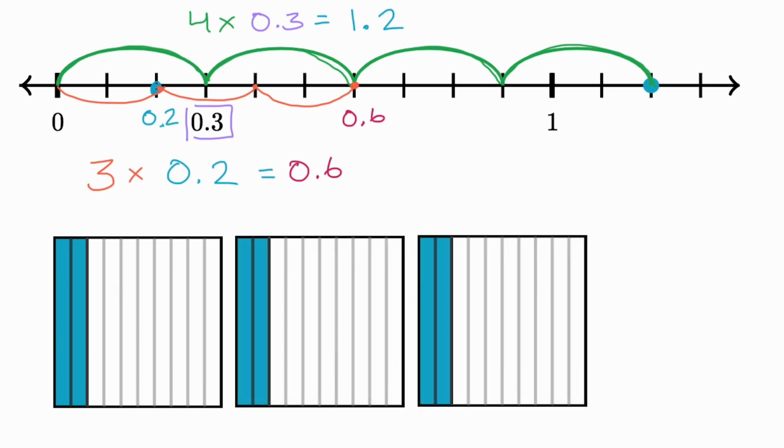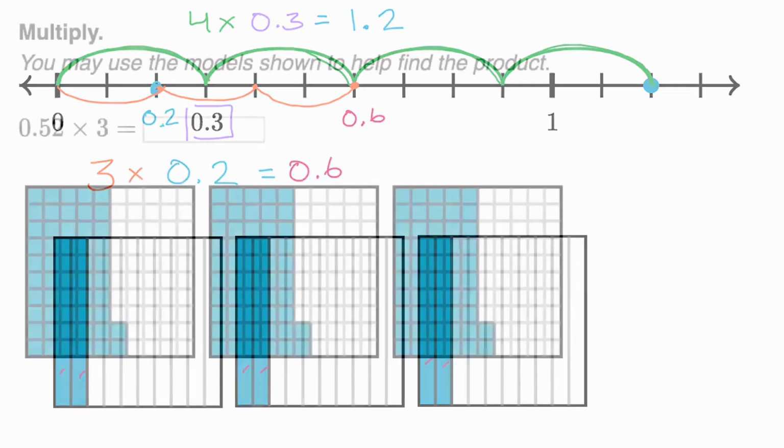And so how many tenths do we now have? Well, we have 1, 2, 3, 4, 5, 6 tenths, which is exactly what we have here, 6 tenths. Let's do one more example that gets a little bit more involved.